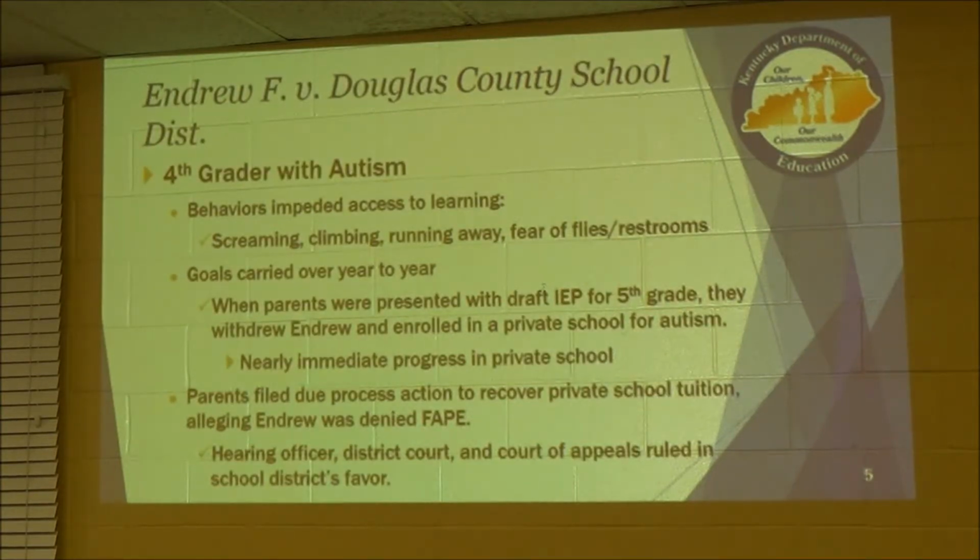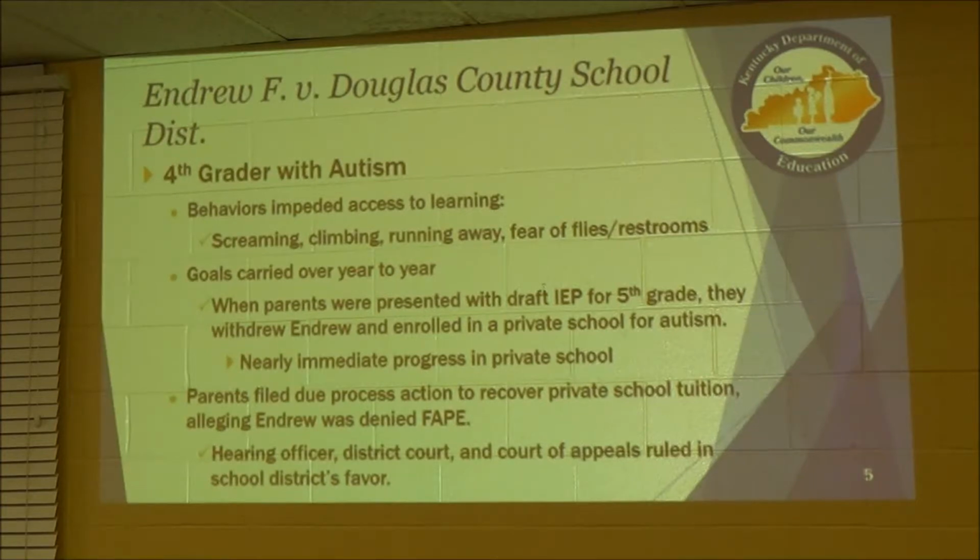the Endrew F case. Again, this was decided by the United States Supreme Court in 2017. Endrew was a 4th grader with autism. This case came out of Colorado. He exhibited behaviors that impeded his access to learning. He would have some screaming, climbing, running away. He had fears of flies and restrooms.